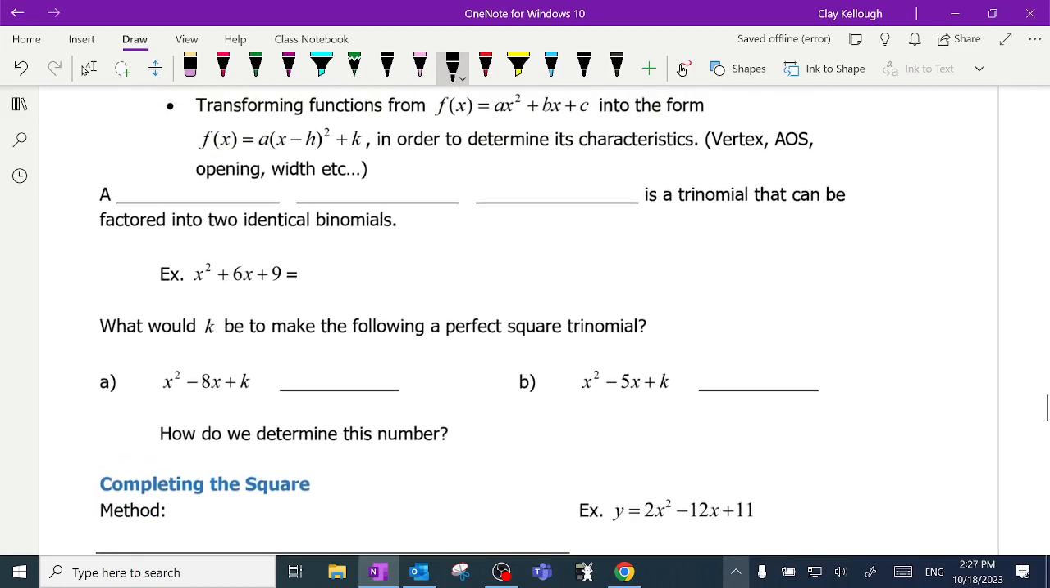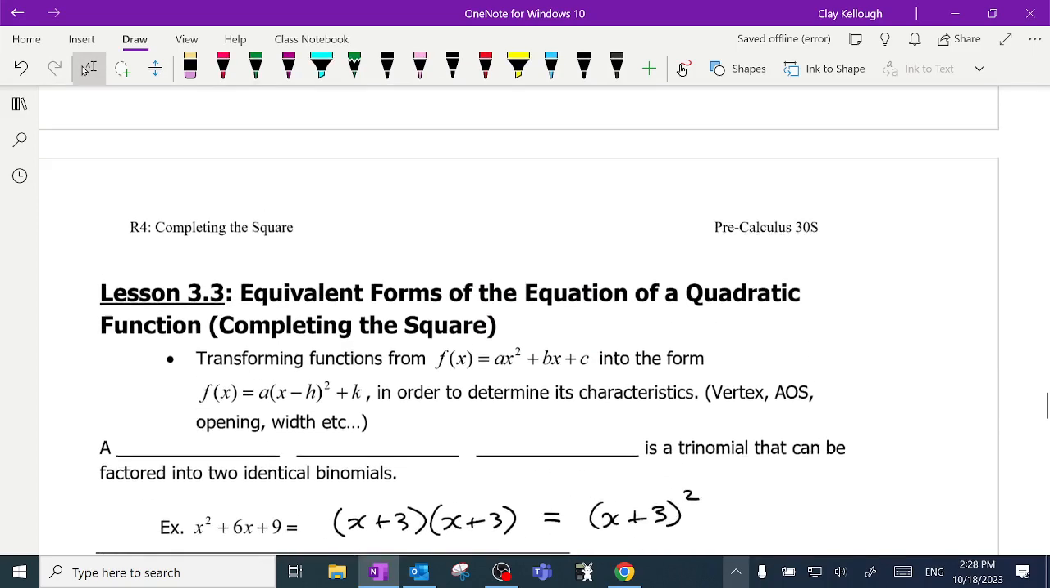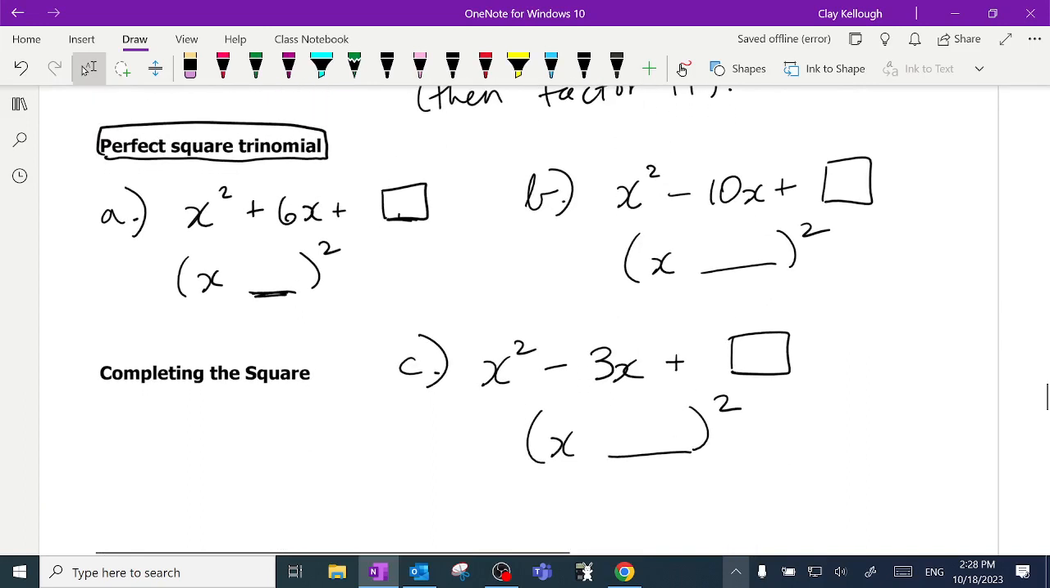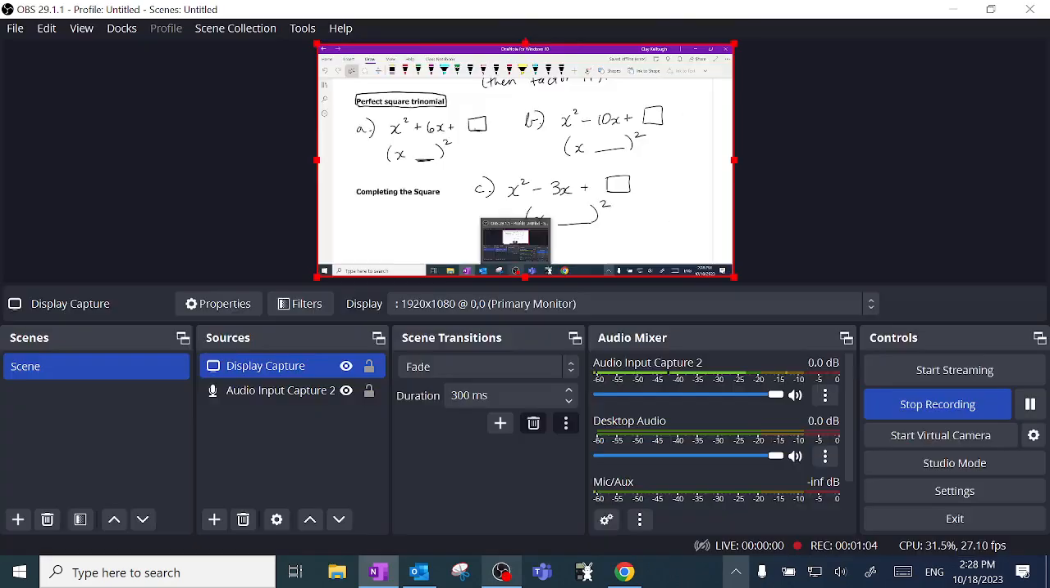And remember that x squared plus 6x plus 9 is a perfect square trinomial because it would factor to x plus 3 times x plus 3, or, to put it more succinctly, x plus 3 squared, right? It has two identical binomials for factors. So if you remember that, I'll give you a minute. See if you can do these three. I'll pause the video so that people at home can try it.